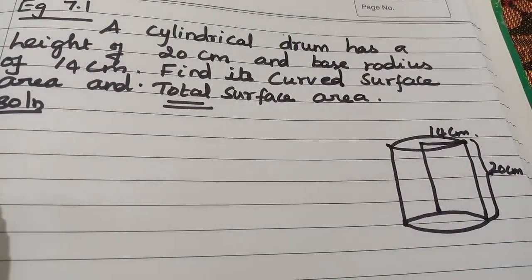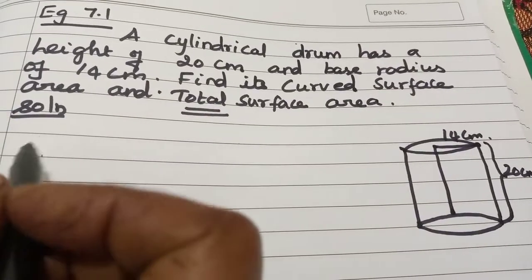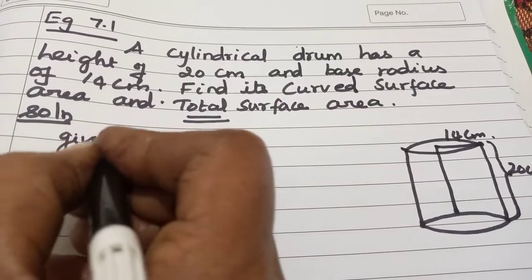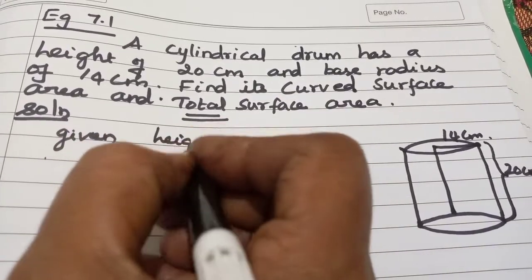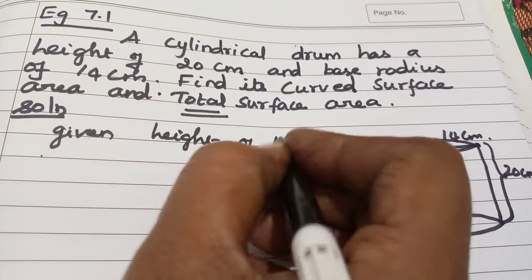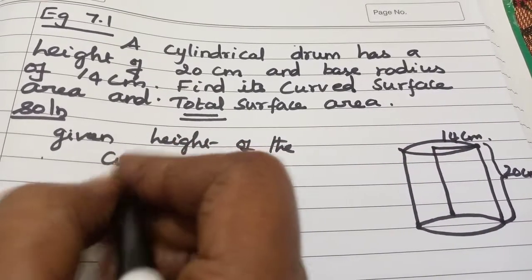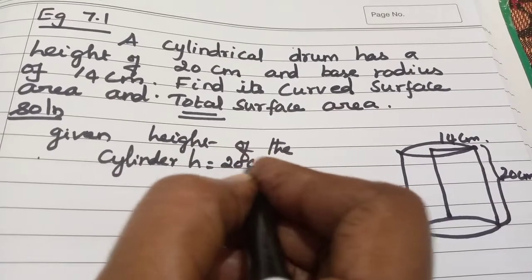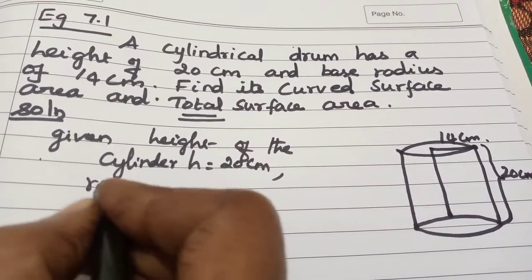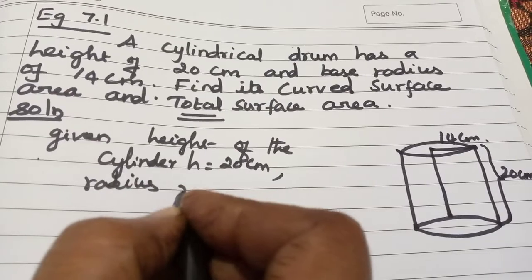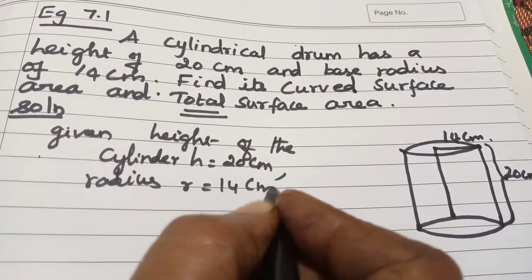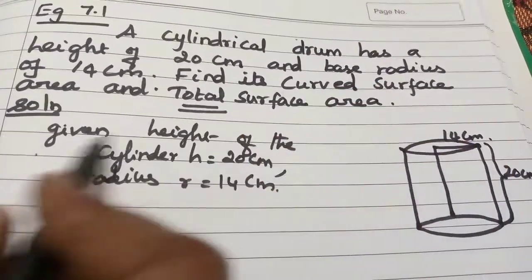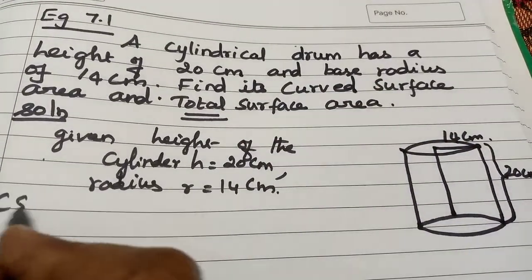What are the values given? Let us write first of all. Given, height of the cylinder, height is equal to 20 centimeter, comma, radius r is equal to 14 centimeter. First of all let us find out the curved surface area, that is CSA.